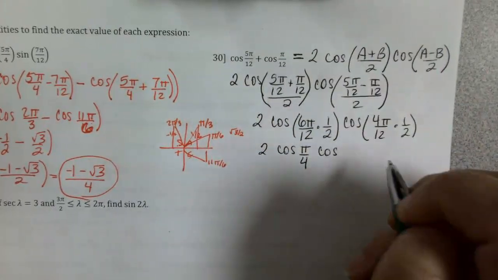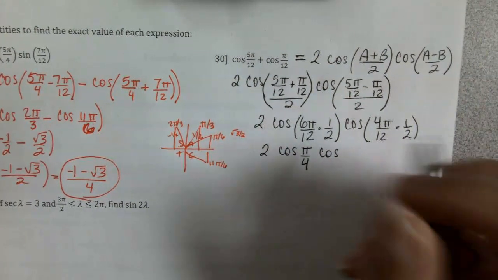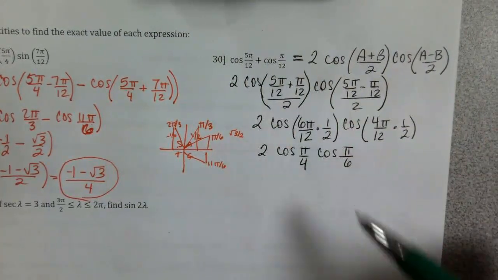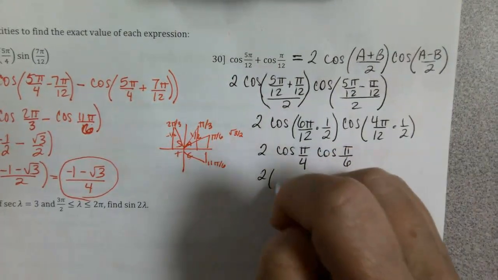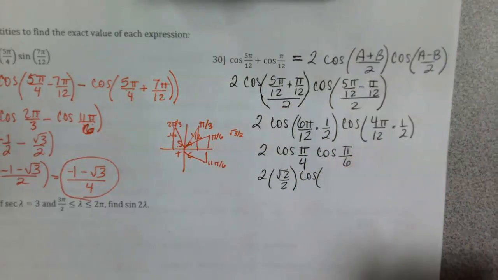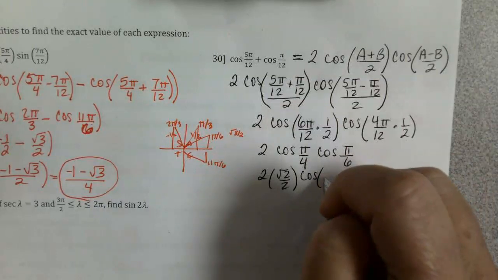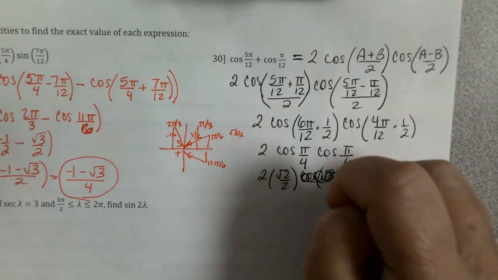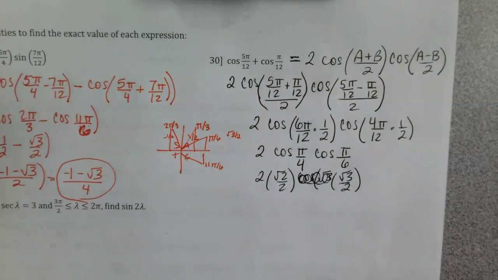And then that's times the cosine. 2 goes into 4 2 times, 2 pi over 12 reduces to pi over 6. And those are both special angles on the unit circle. So cosine of pi over 4 is root 2 over 2, and the cosine of pi over 6 is root 3 over 2. Oh, whoops, don't want cosine. I just want times root 3 over 2. There we go.